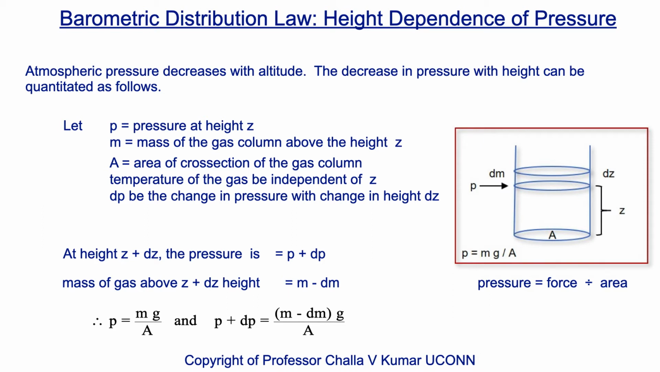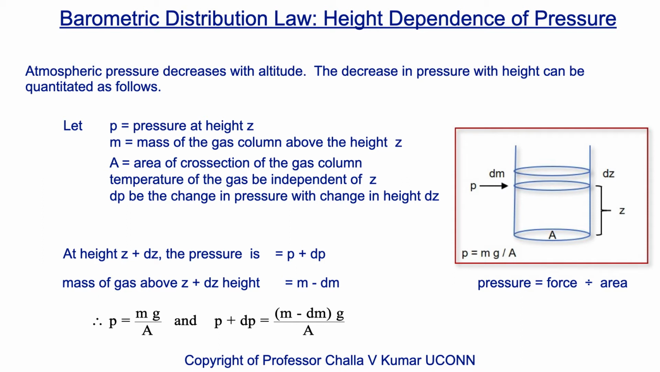So for example, pressure at height z is equal to the mass of the gas above that height, which we defined as m, multiplied by the acceleration due to gravity, small g, divided by the cross-sectional area of the column, A. So P equals mg over A at height z.